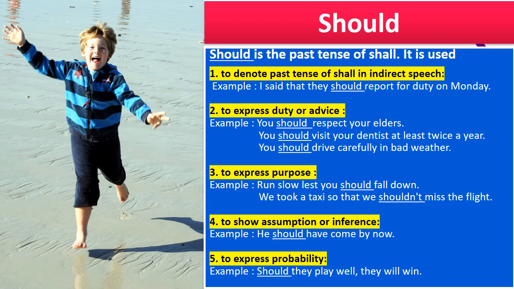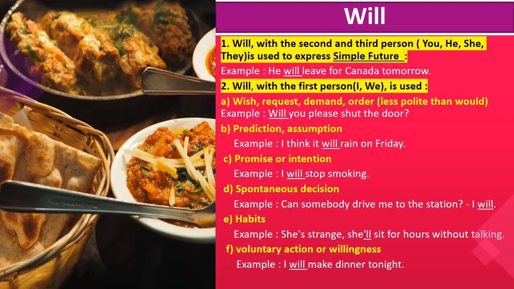Now students, let us see use of will. Will with the second and third person, that is you, he, she, they, is used to express simple future. So in simple future, we use will with second and third person. For example, he will leave for Canada tomorrow.